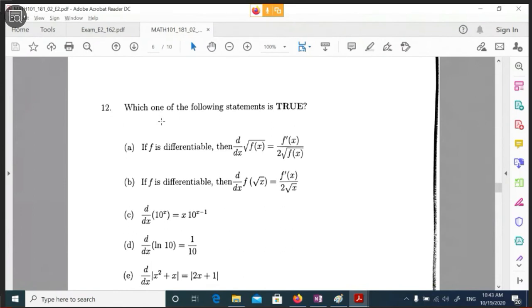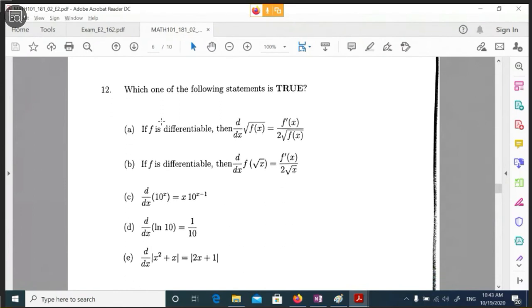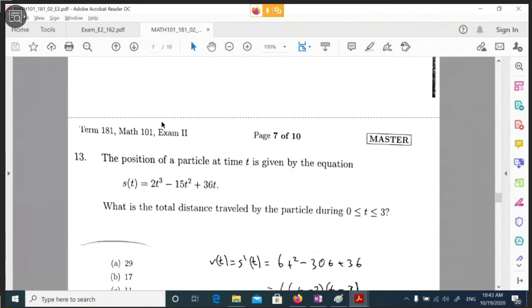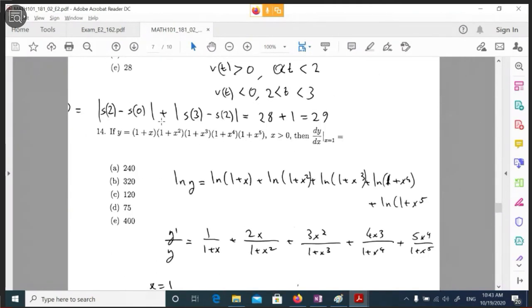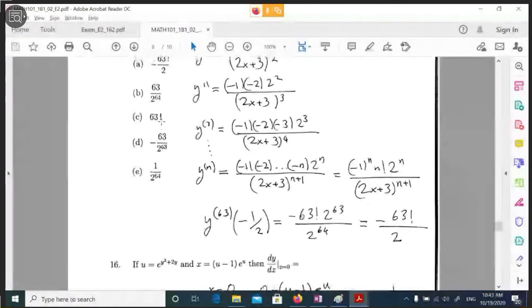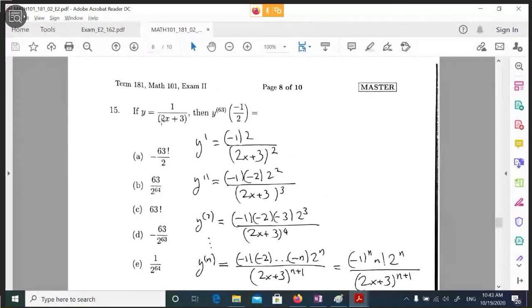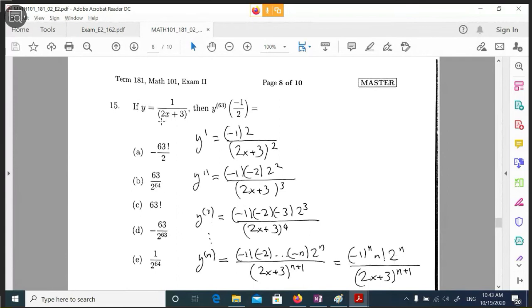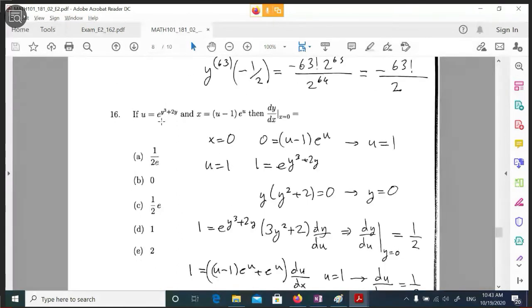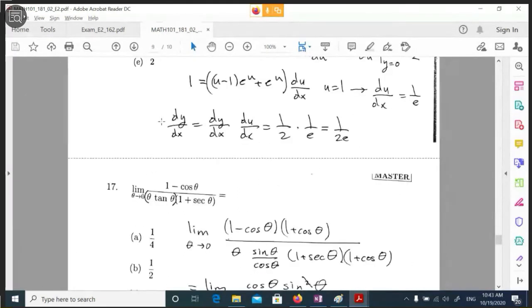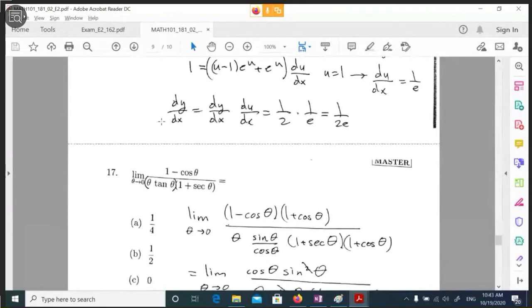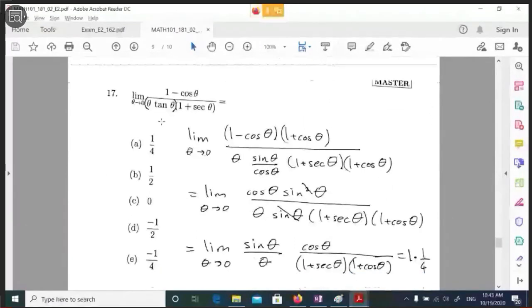Which one of the following statements is true? If f is differentiable, then... so let's skip this one. Which one is true? So there is one more problem here that is good. Okay, this is good also. You can do it. And this one also is good. This one, okay. This one.